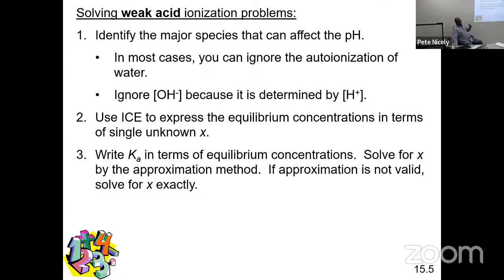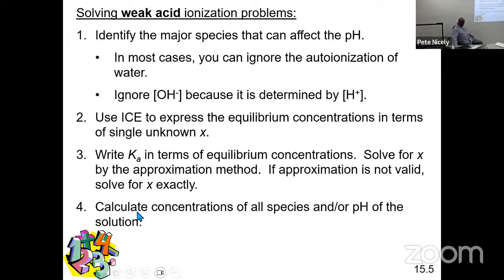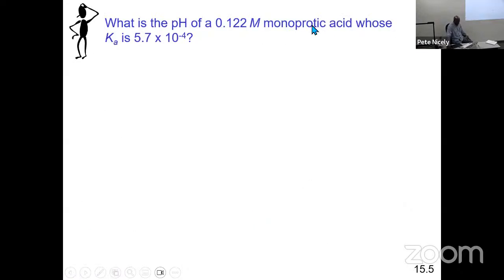We assume that X is small, so that whatever the concentration initially was, when you find the difference between that and X, that's approximately equal to the initial concentration. But if the approximation is not valid, based on the 5% criteria, then you solve for X directly. And then it says, based on that, calculate the concentrations of all species and/or the pH of the solution. And of course, this is based on what the question is asking for, all right? So let's look at this example. It says, what is the pH of a 0.122 M monoprotic acid whose Ka value is 5.7 times 10 to the minus 4, all right?